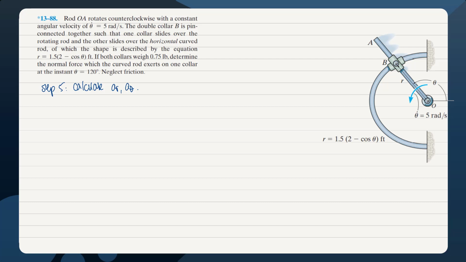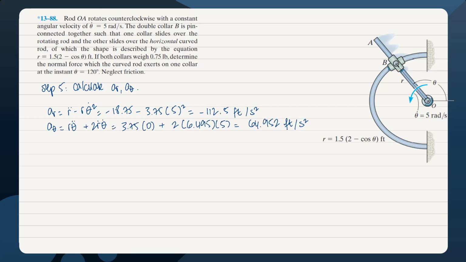Looking at the formula sheet at the end of your book, ar is equal to r double dot minus r theta dot squared. Replacing all the different terms we now have, ar is equal to minus 112.5 feet per second squared. We can do exactly the same for a theta. Plugging in the variables in its expression, we end up with a theta equal to 64.95 feet per second squared. So that's great. Now we have the acceleration. We can move forward. Remember, the next step is to find the forces from the acceleration.